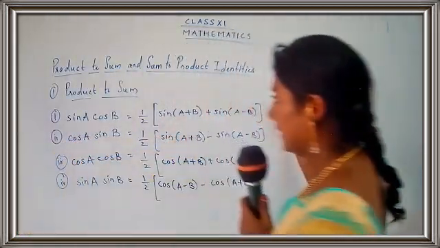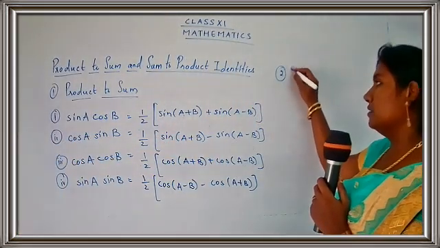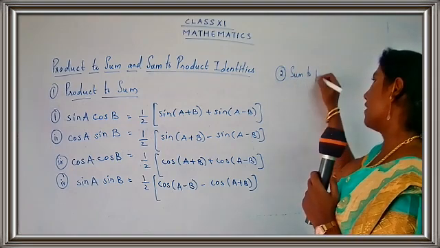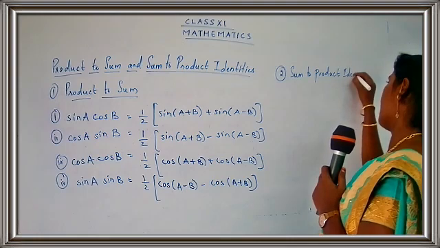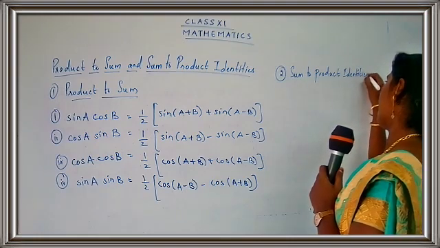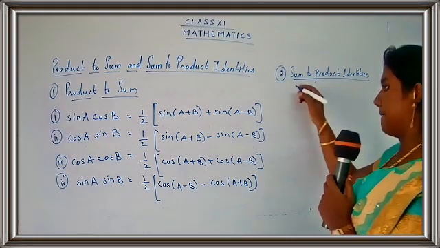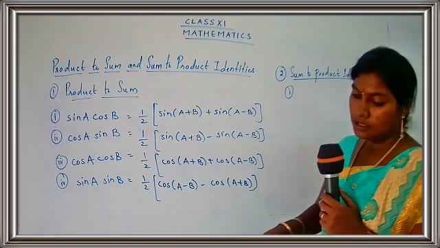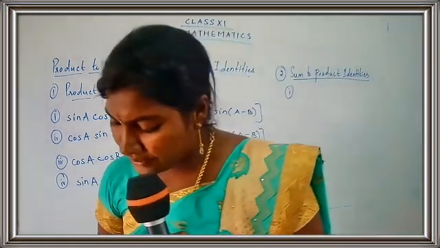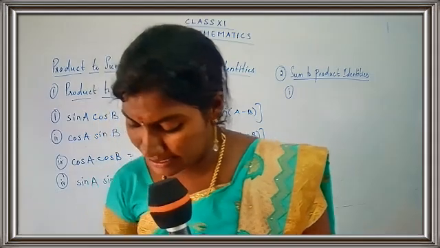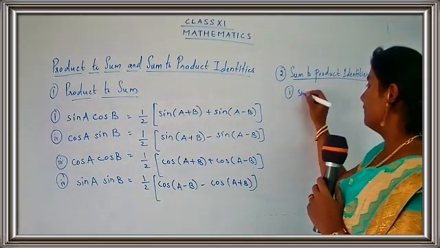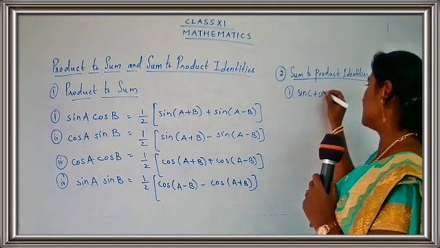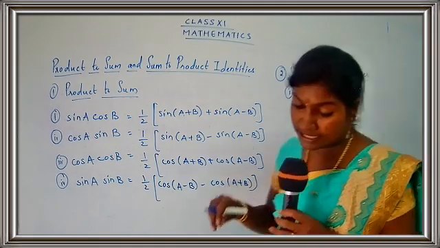So write the heading over here as sum to product identities. Sum to product identities. We have again 4 identities for this. Let us write them. First one is sin C plus sin D. This is one. Then what is the next thing you have?